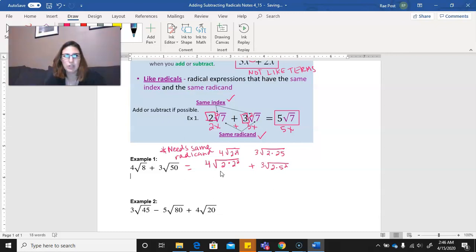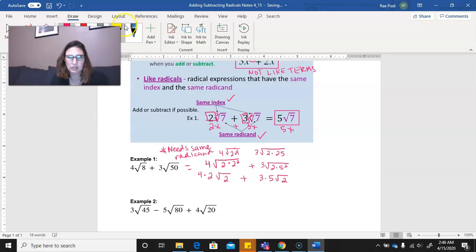So I have 2 perfect squares here. When you do that, you can now simplify it out. So now you guys are going to have 4 times 2 times the square root of 2 plus 3 times 5 times the square root of 2.